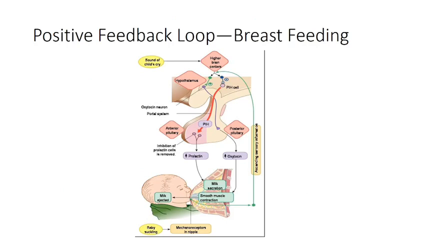Now we're going to talk about positive feedback loops. And remember, positive feedback loops are not about regulating the internal environment and keeping it stable. Positive feedback loops are about making something big happen fast. Let's look at an example of breastfeeding.